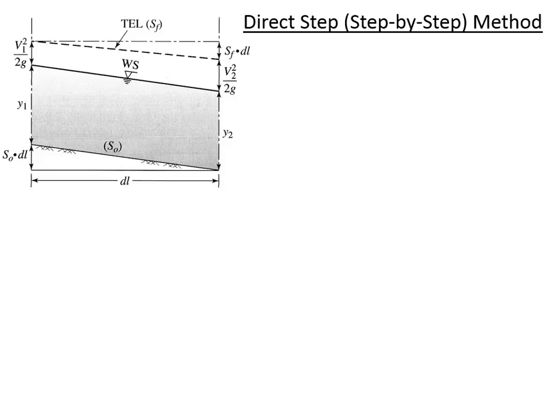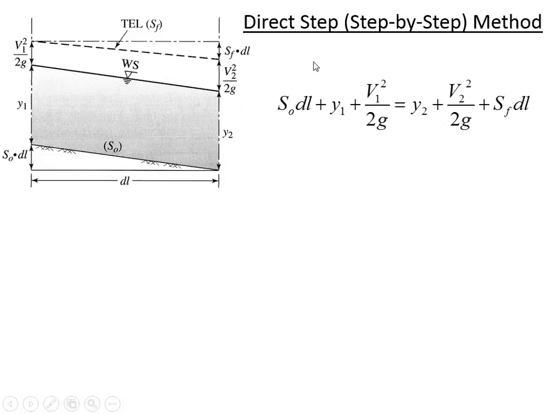Okay, so in the direct step method, this is the same diagram we've seen before where we have water flowing downhill over a slope S0. The water surface may not be parallel to the channel slope. In this case, it's not immediately obvious whether it is or it isn't. But the idea of the step-by-step method is to consider the energy at location 1 and location 2. And you can see here that the delta Z we're referring to, S0 times dl, is simply the elevation difference between the upstream section and the downstream section.